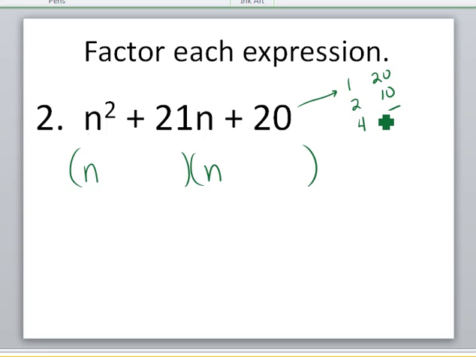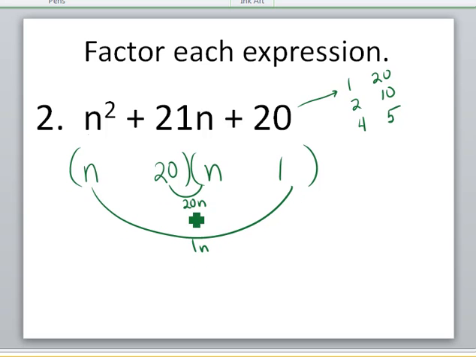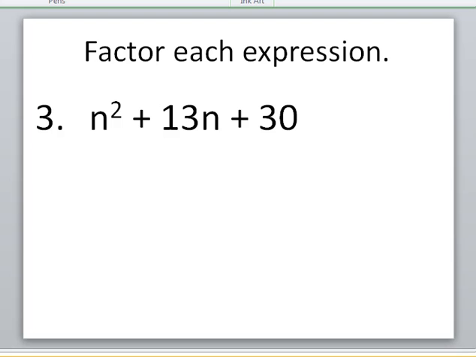Now, these, if you add them, you get 9. If you subtract them, you get 1. You add them, you get 12. You subtract them, you get 8. You add them, you get 21. Those are the ones I'm looking for. I need a 20n and a 1n, which would give me a 21n, so I will be adding those together. If I would have put 4 and 5 in here, I only get a 4n and a 5n, which would have given me a 9n.